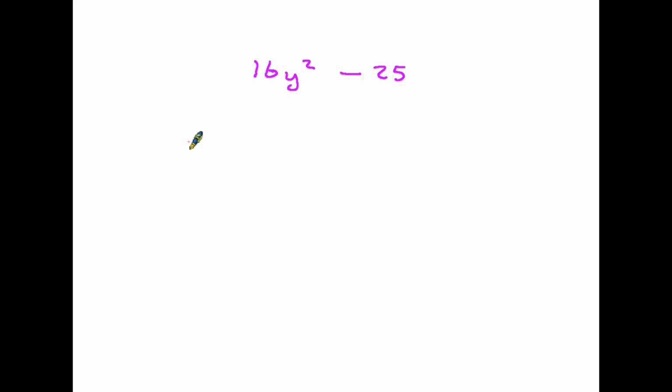Let's have a look at a slightly different one where the first term is a combination of numbers and letters. The good thing is we don't have to treat this any differently. We use exactly the same formula. So first of all, we find the square root of 16y squared. The square root of the number first, so the square root of 16 is 4, and the square root of y squared is y. And of course the square root of 25 is 5.